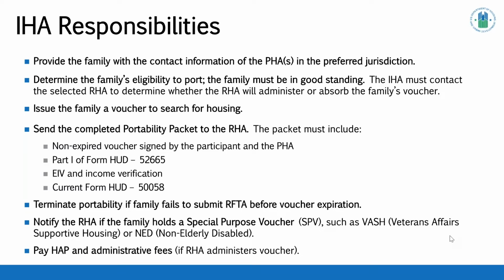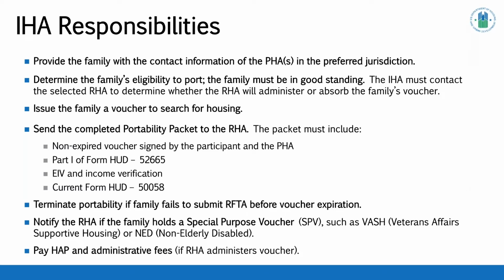If the family fails to submit their request for tenancy approval, the initial housing authority is responsible for terminating their assistance. Also, if the family holds a special purpose voucher, such as a VASH voucher or non-elderly disabled, also referred to as NED voucher, the initial housing authority must inform the receiving housing authority by the code that's indicated on the 50058. The initial housing authority must also pay full HAP and administrative fees if the receiving housing authority is administering the voucher.